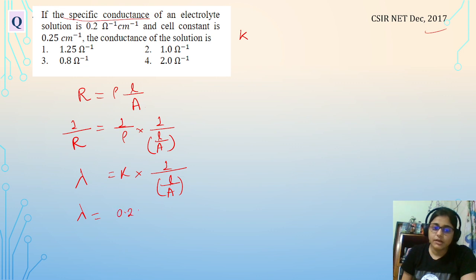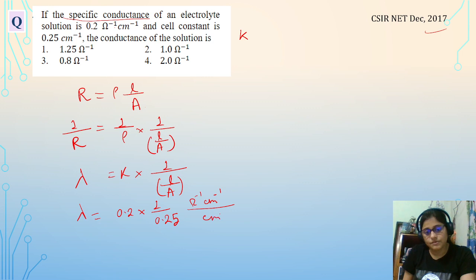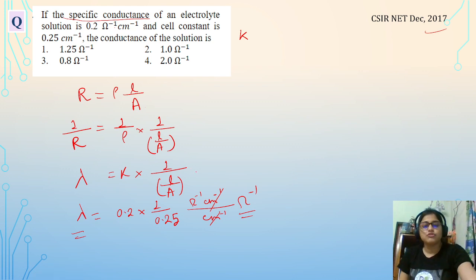0.2 into 1 by the cell constant value, 0.25. Both the units are the same, that's why we don't have to convert it into something else. So ohm inverse, what was that? The kappa value is in ohm inverse semi inverse, and below it is semi inverse, so it will cancel out and it will be ohm inverse only. And we know the conductance unit is ohm inverse. Fine. So what will be the answer? Try and calculate.